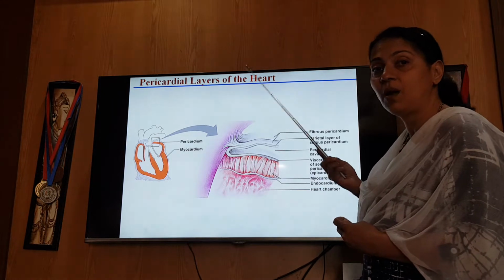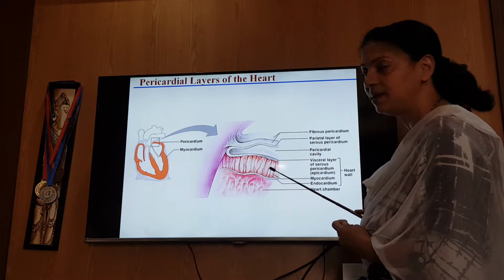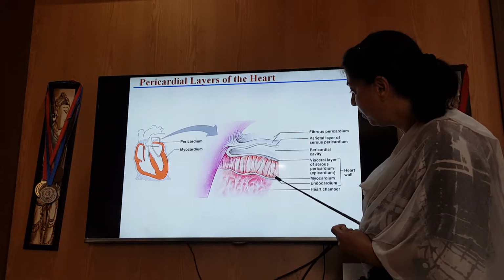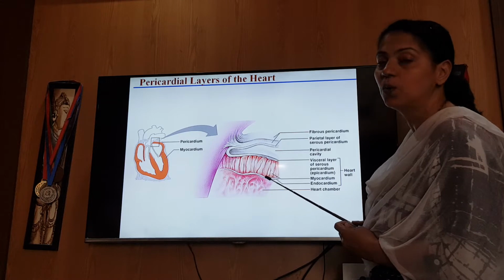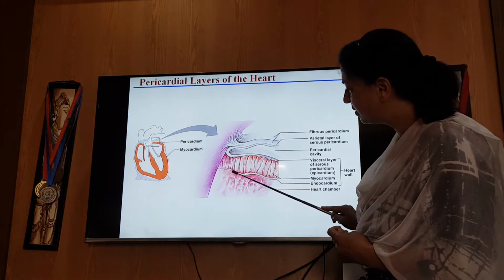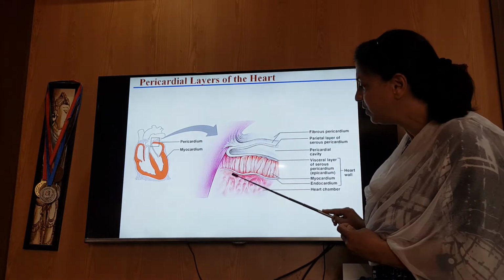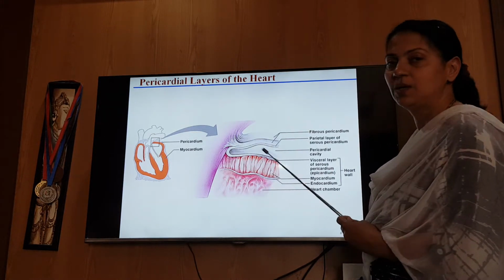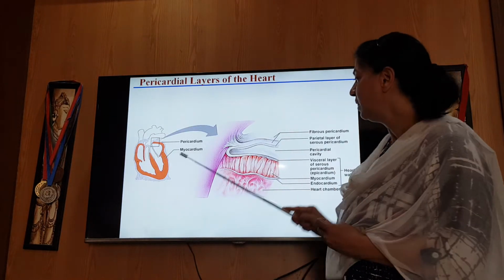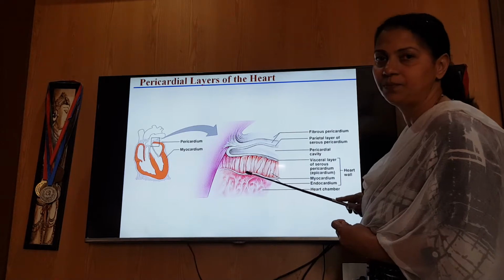Epi means above. This is the myocardium. You can see the cardiac muscles here. And one more layer, you can see a thin layer. This is the endocardium. And this is the cavity of the heart, the cardiac cavity, which is definitely lined by nothing else but the endocardium. So the heart wall is formed by epicardium, myocardium, endocardium.